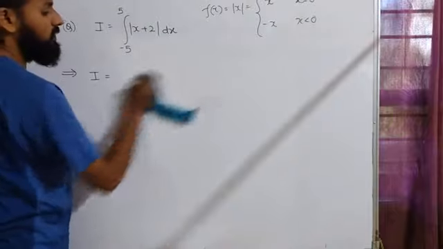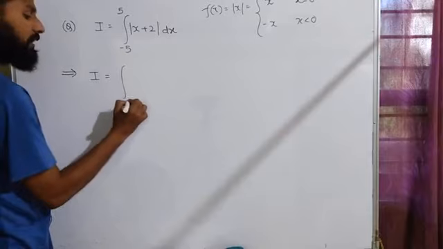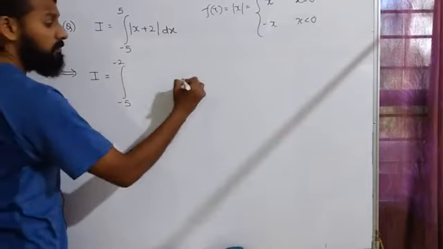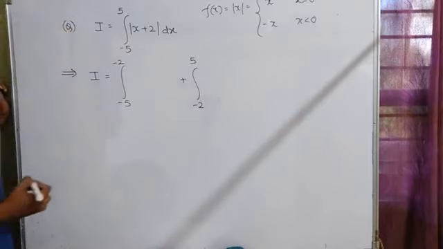So now what I'll do is I will write this integral like this: minus 5 to minus 2, plus minus 2 to plus 5. I'll take two terms, two integrals.